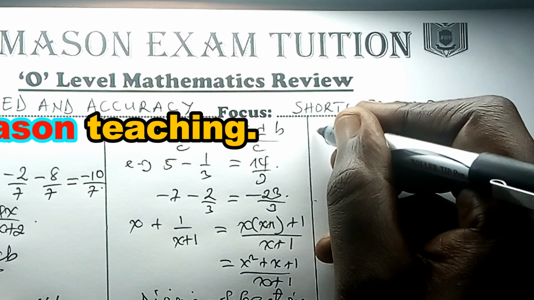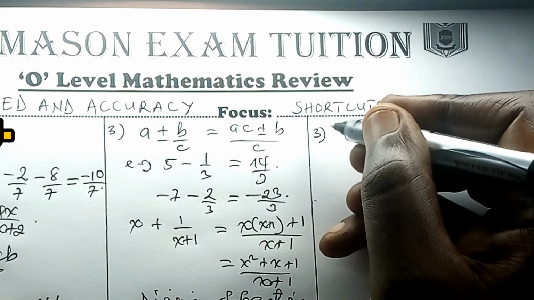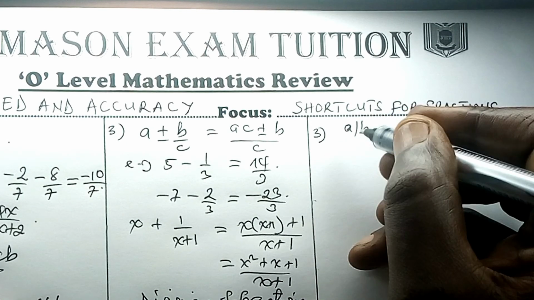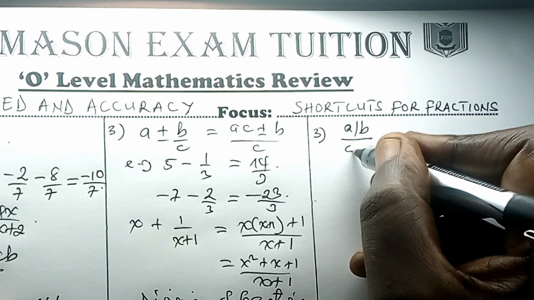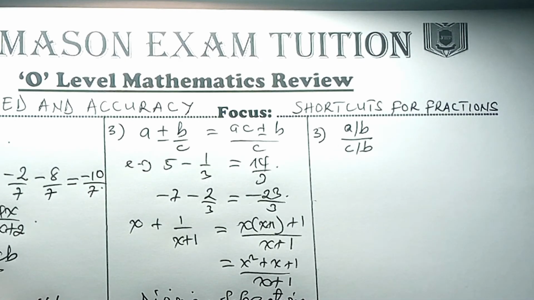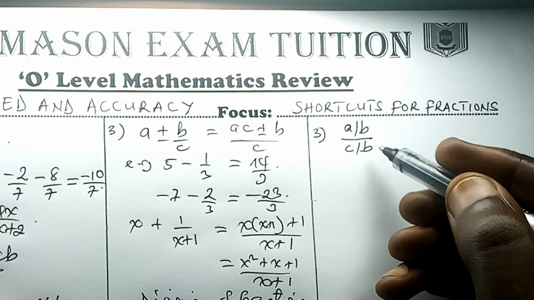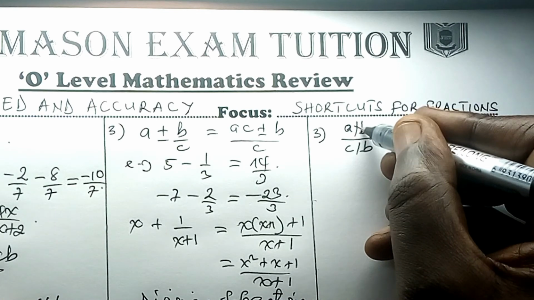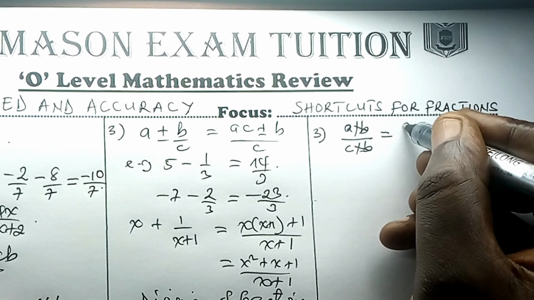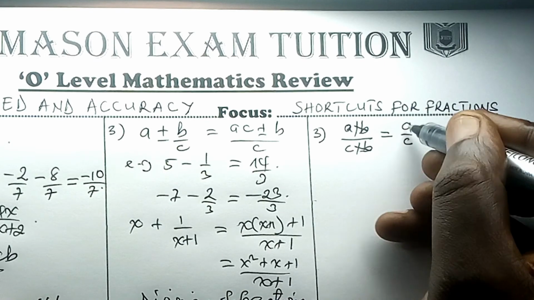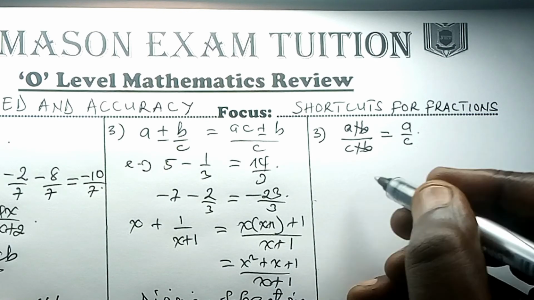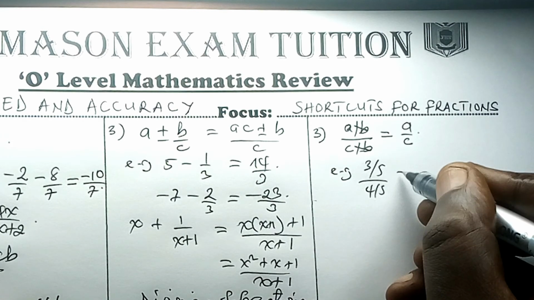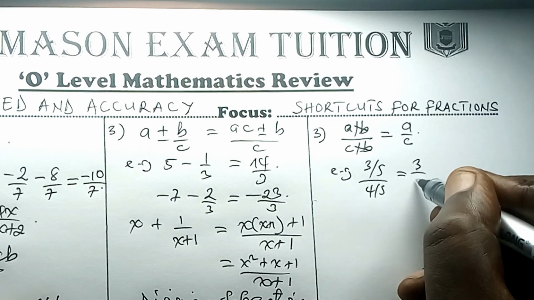In another situation, we could have a fraction divided by another fraction, and the denominators are the same. You simply cancel the denominators. Over b cancels over b, and you are just left with a over c. So example, 3 over 5 divided by 4 over 5, over 5 cancels over 5. The answer is 3 over 4.